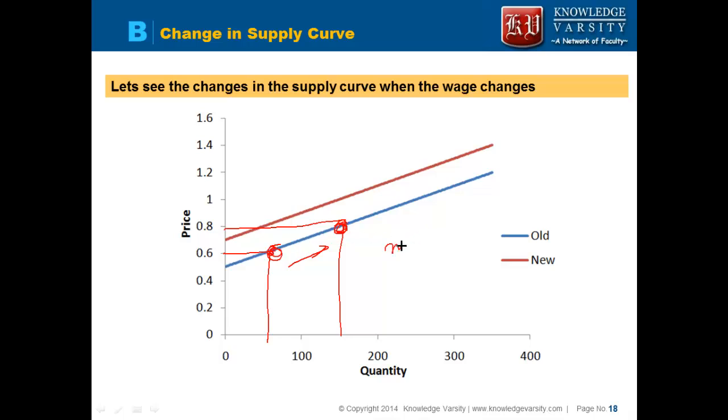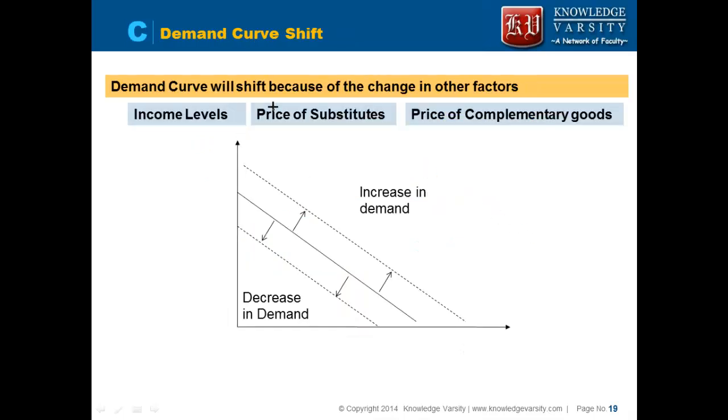So you can understand the movement and also the shift. Okay, right? So we have seen the shift. So why will a shift happen? When there is a change in income, or a change in the price of a substitute or the price of a complementary good, you will find that the demand curve will shift.